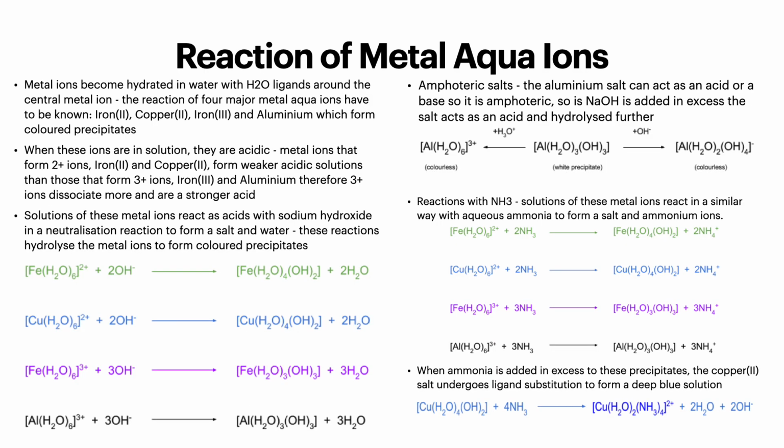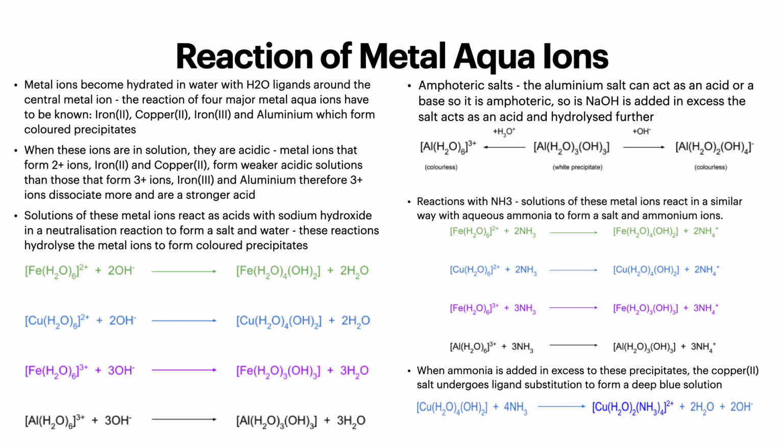Then looking at reactions of metal aqua ions, metal ions become hydrated in water with H2O ligands around the central metal ion. The reactions of 4 major metal aqua ions have to be known. These are iron 2, copper 2, iron 3 and aluminium, which form coloured precipitates. Just to note, over the next couple of slides, all the colours of the equations will refer to the actual colour of the reaction. So it's really important that you not only learn the reaction, but also learn the actual colours that they are as well.